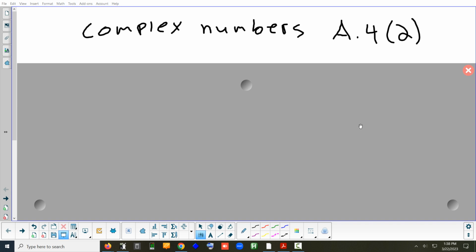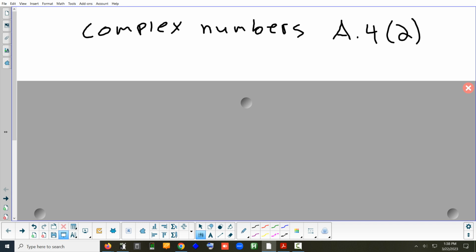So we're going to start by finishing up on A4. And A4 is on complex numbers. And what are the two operations that we learned how to do yesterday with complex numbers? Add and subtract. You might have already known it from Algebra 2, but we reviewed it.